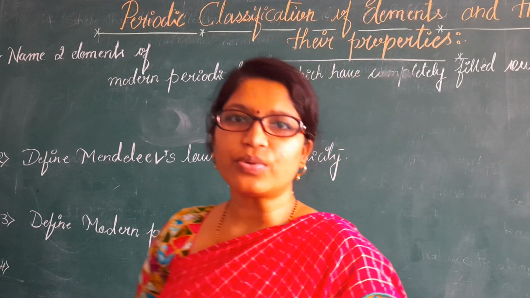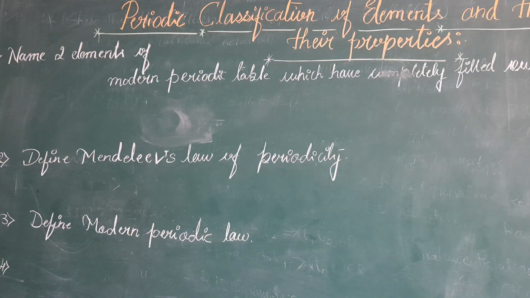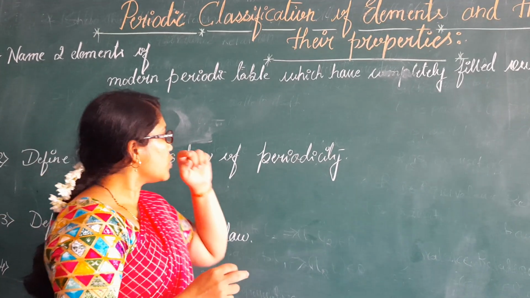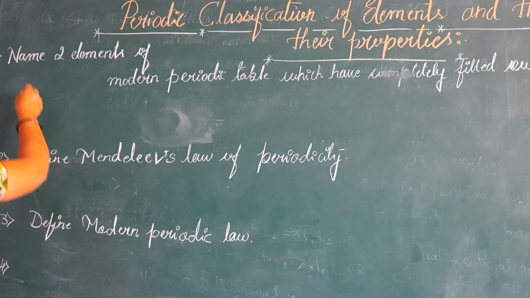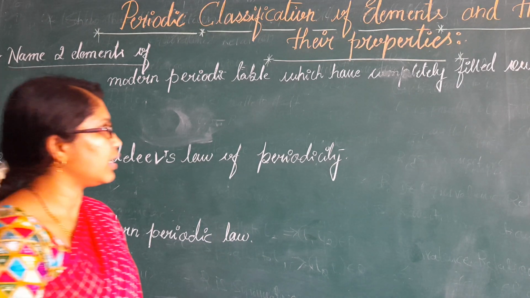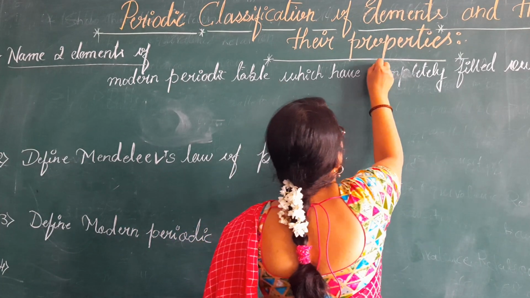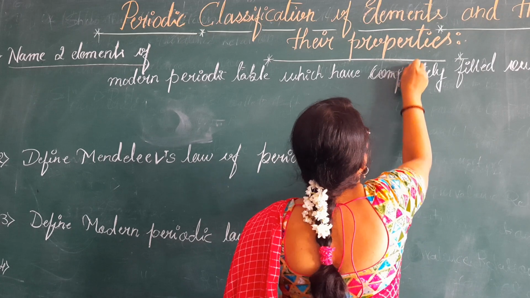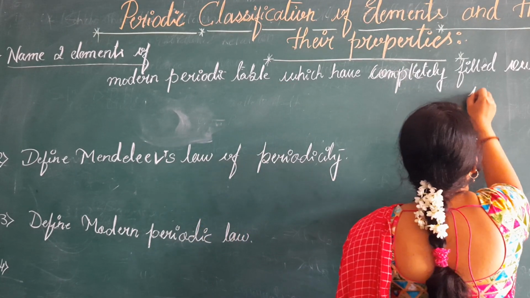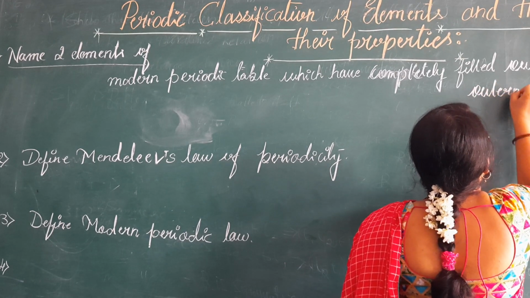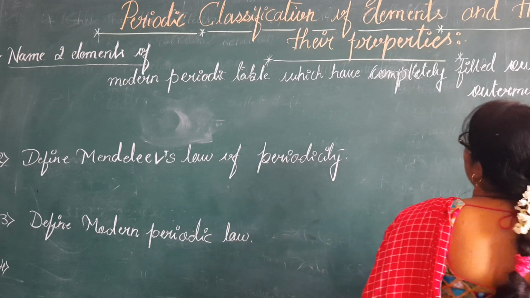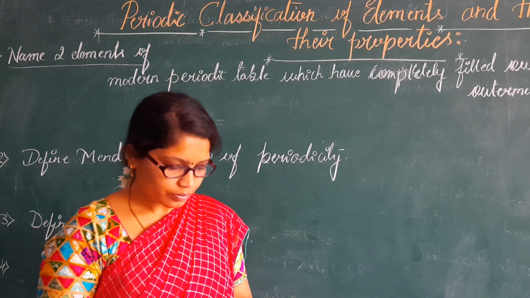So welcome back dear students. We have some of the questions. I have taken some of the questions from the model question paper. So first question I have written here. Name 2 elements of modern periodic table which have completely filled outermost shell.